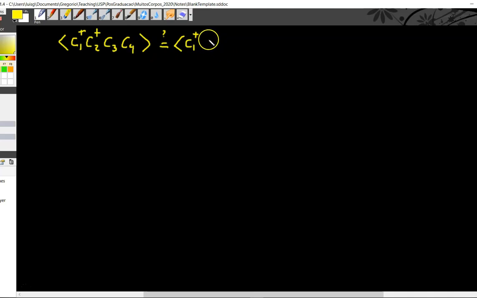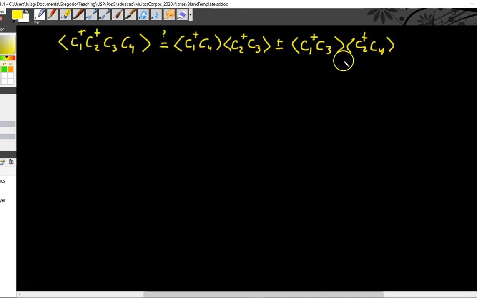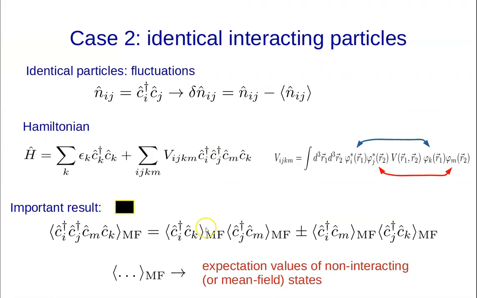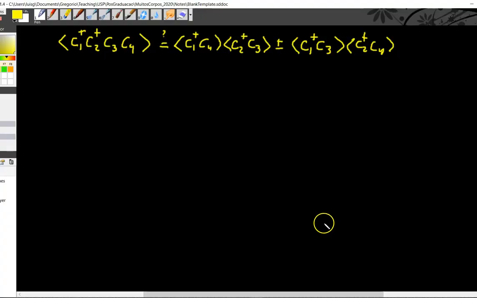C1 C4 times C2 C3, plus or minus C1 C3 times C2 C4, right? So that's what we had here: 1 and 4, 2 and 3, 1 and 3, 2 and 4. Okay. All right. So I'd like to have an example, or let's consider first this to be at t equals 0.